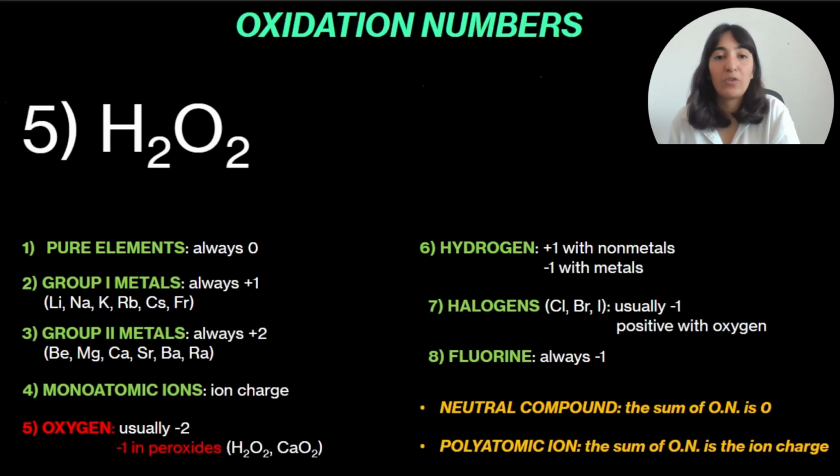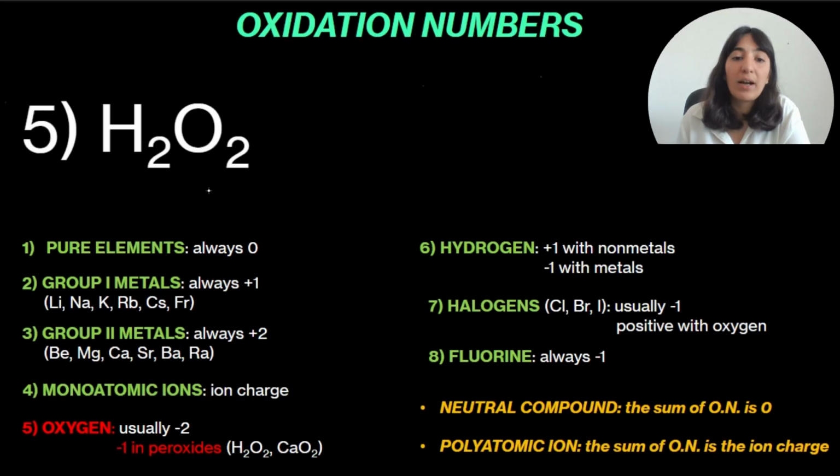Now, let's move on. H2O2, this is a peroxide, so we know that the oxidation number of oxygen here is -1, we write it, and we find the oxidation number of hydrogen. We have 2 oxygen atoms, and we write 2 times the oxidation number of oxygen, which is -1, plus 2, because we have 2 hydrogen atoms, times the oxidation number of hydrogen, x, equals 0, because this is a neutral compound. And now we solve for x.